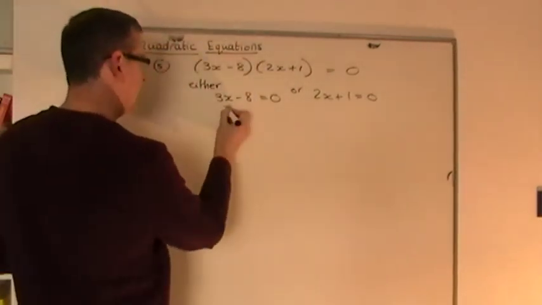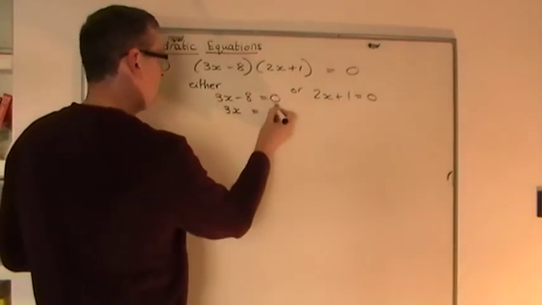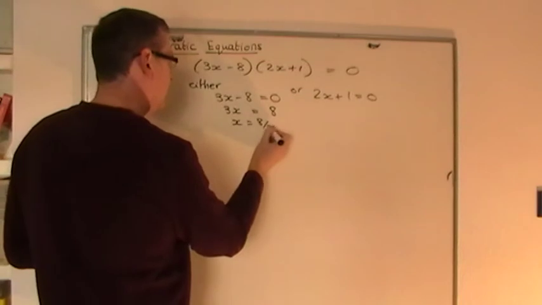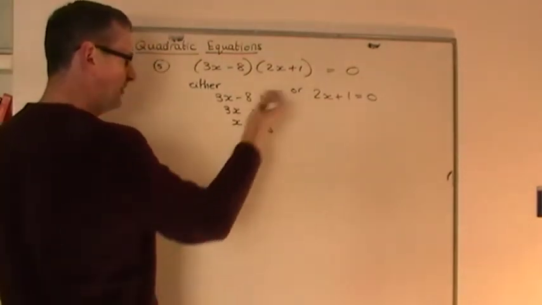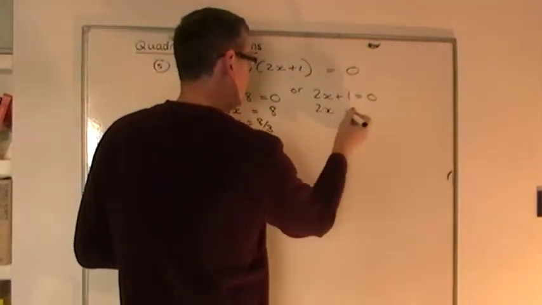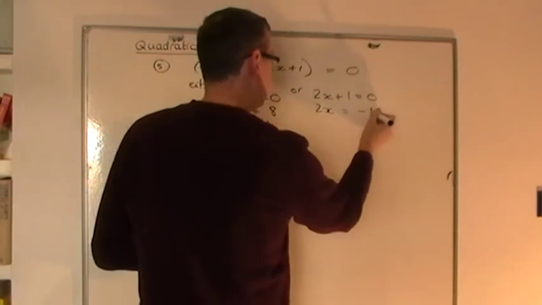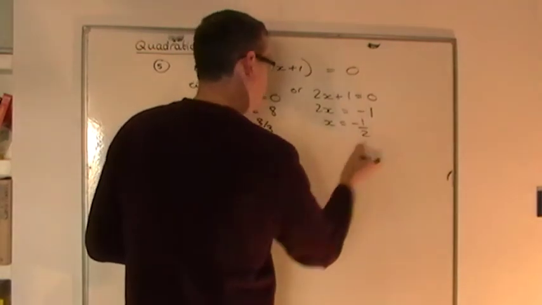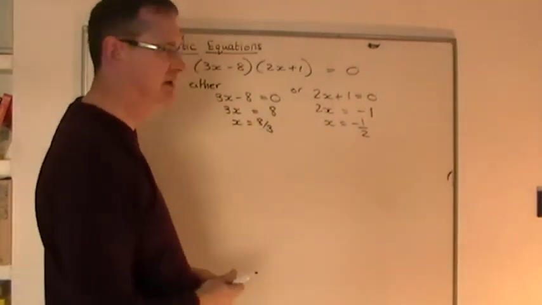So this means that if you leave the 3x alone, take the minus 8 over, you get 0 plus 8, 8. Share by 3, there's the first answer, 8/3. This one here, leave the 2x alone, take the plus 1 over, you get 0 minus 1, you get minus 1. Share by 2, you get your answer, minus a half, and there's the second solution.